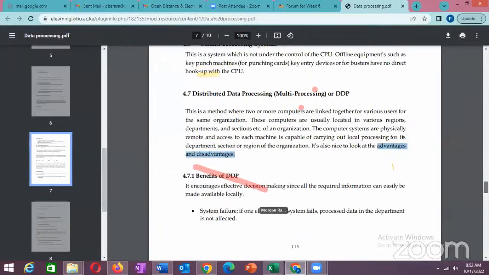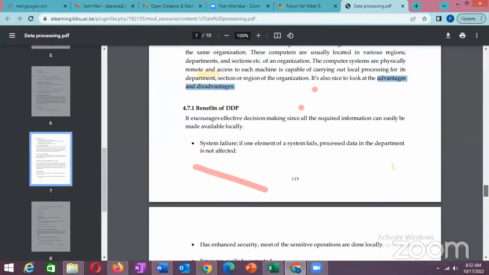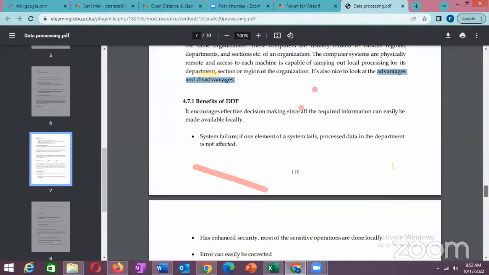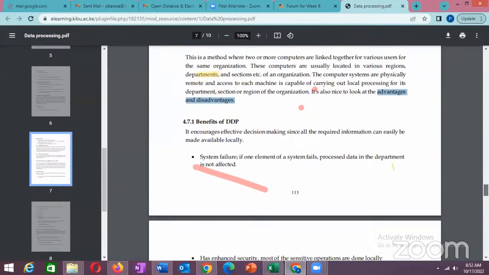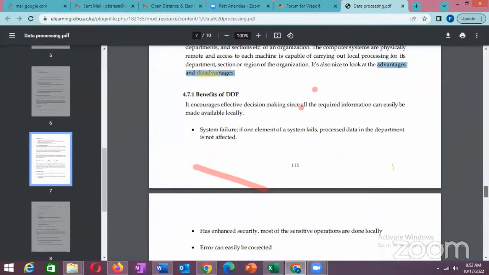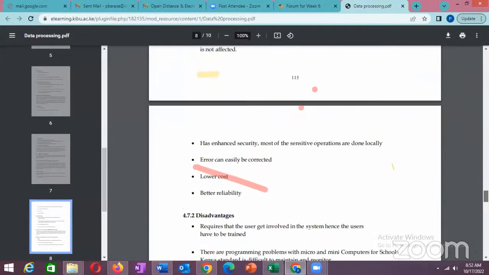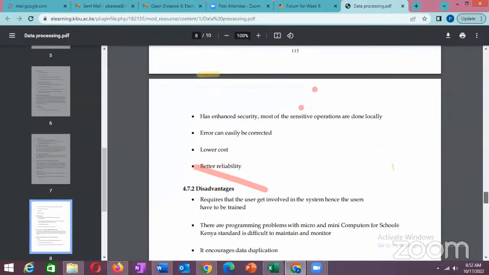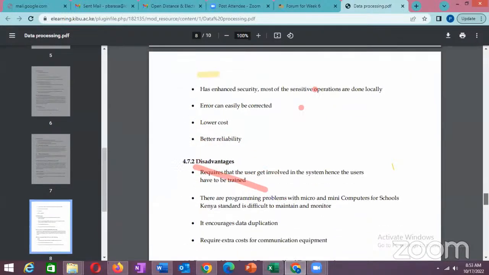DDP, distributed data processing. It encourages effective decision making since all the required information can easily be made available locally. System failure: if one element of a system fails, the department is not affected. It has enhanced security, as most of the sensitive operations are done locally. Errors can easily be corrected. Low cost and better reliability.